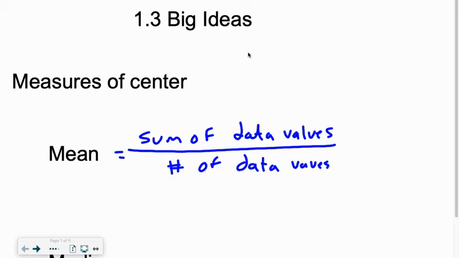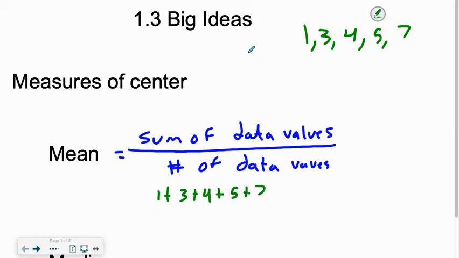For example, if I had the list 1, 3, 4, 5, 7, I would take 1 plus 3 plus 4 plus 5 plus 7 divided by the number of terms, which is 5, to get out a mean or an average of 4.